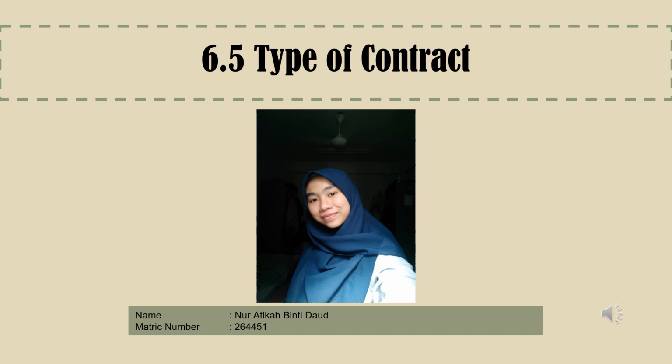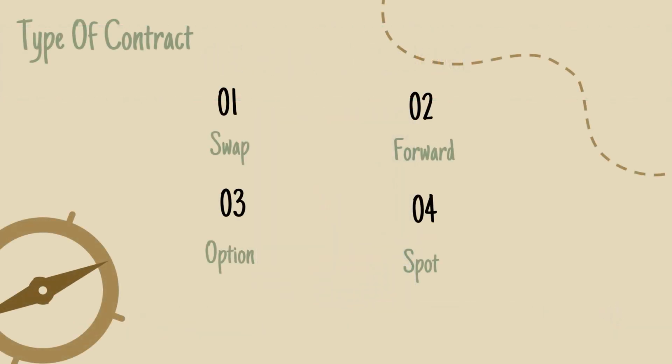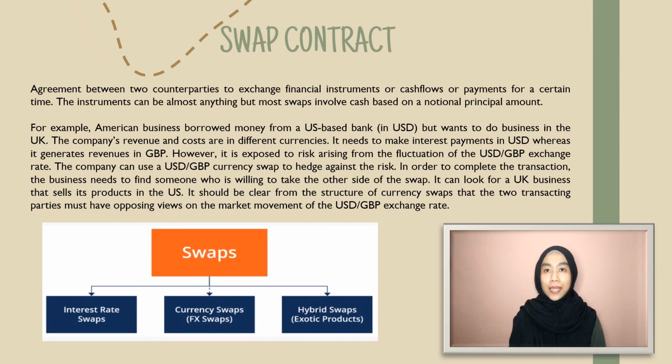I will explain about the types of contract in fund management in the foreign exchange market. We have four types of contract, which are swap contract, forward contract, option contract, and spot contract. The first one is a swap contract. Swap contract is an agreement between two counterparties to exchange a financial instrument or cash flow or payment for a certain time. This instrument can be almost anything, but most swaps involve cash based on a notional principal amount. Swap contract has three types. The first one is interest rate swaps, the second is currency swaps, and the third one is hybrid swap.